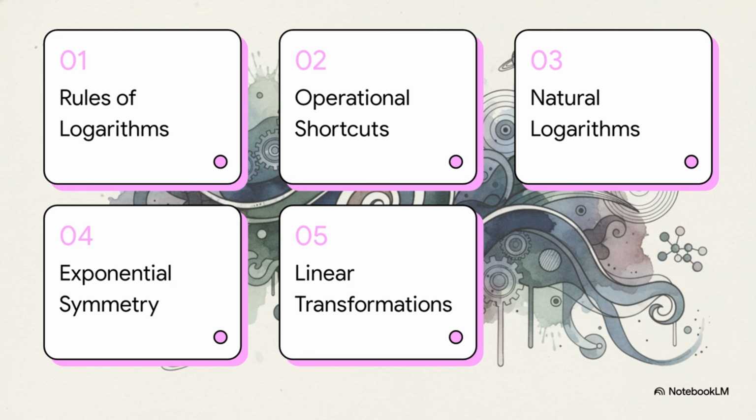Here is our roadmap for the explainer today. We'll start with Section 1, the rules of logarithms. Then, Section 2 covers core operational shortcuts. In Section 3, we'll dive into exploring natural logarithms. Section 4 is all about visualizing exponential symmetry. And finally, Section 5, transforming to linear forms.